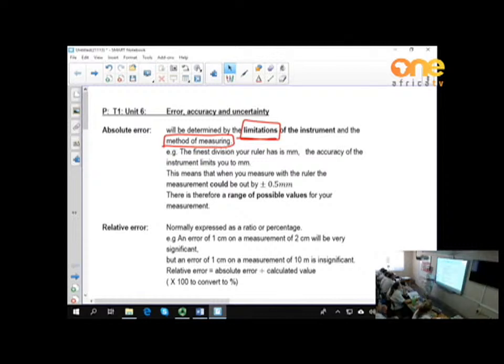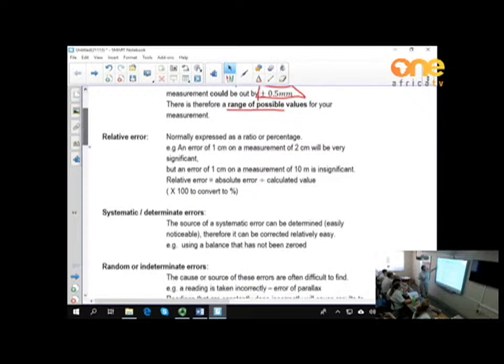If you measure with a ruler that is calibrated in millimeter, remember that there is always an error of plus half a millimeter and minus half a millimeter. In other words, the millimeter reading you got actually implies it lies between two ends of plus and minus half a millimeter. There's therefore a range of possible values.